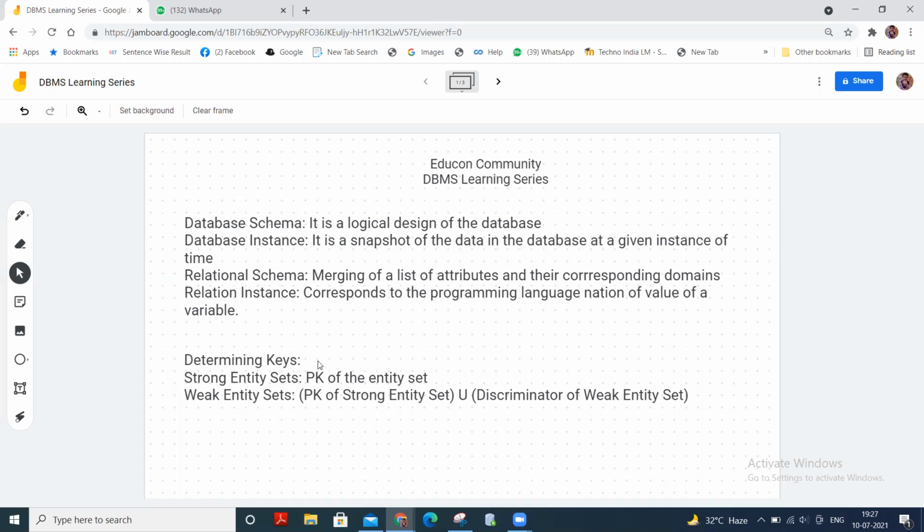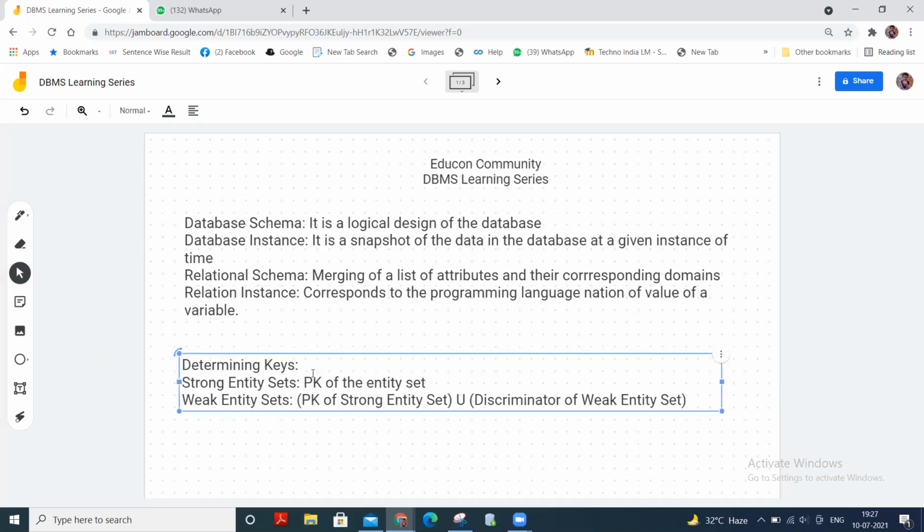So the next thing is determining keys. Okay, determining keys. If a relational database schema is based on tables derived from the entity relationship schema, meaning ER schema, then it is possible to determine the primary key for a relational schema from the primary keys of the entity or relationship sets from which the schema is derived.